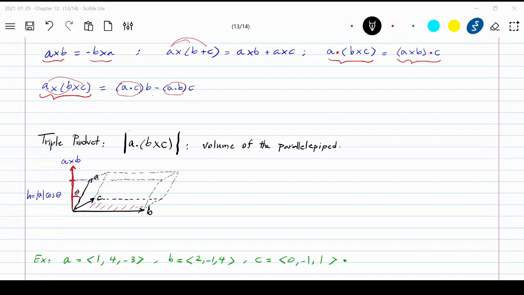Okay, let's see the application of that triple product A dot B cross C. And let's focus on a parallelepiped, which is basically a tilted box. So let's say you have a box, let me draw a box.